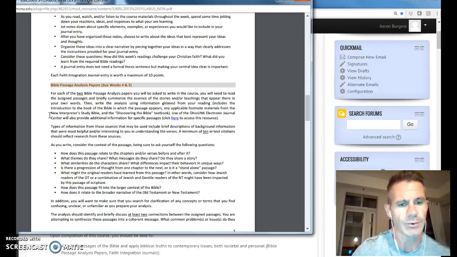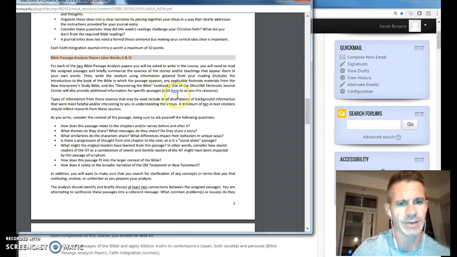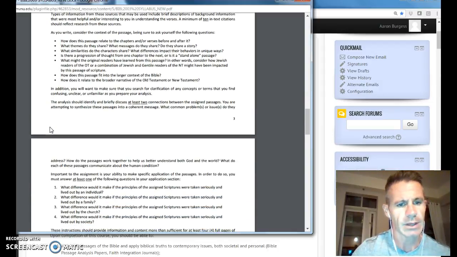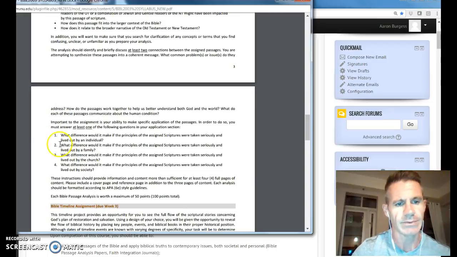And of course, each of the assignments that we design have detailed descriptions and where the students can find resources. Here is a link to the OhioLink Electronic Journal Center, which is a library resource that this school uses and has purchased. That's just one of the assignments they have to complete there. And as you can see, it's pretty detailed there.